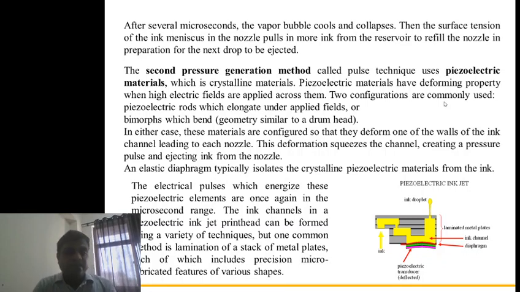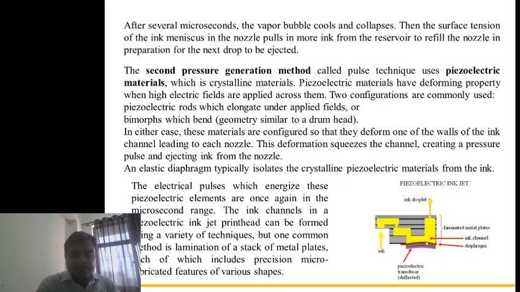Then again we explain how this whole mechanism works. So basically an elastic diaphragm typically isolates the crystalline piezoelectric material from the ink. See here, this ink is flowing in a particular channel and there is a piezoelectric material. So we separate both. The electrical pulses which energize these piezoelectric elements are in microseconds. It means they energize in an interval of a microsecond.